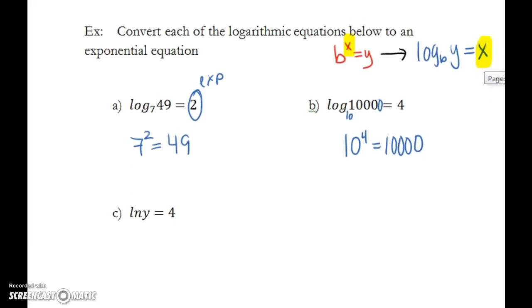All right, our third example, we have what we call a natural log. A natural log is just a log with a base of e. So you can think of ln as the same thing as log base e. And so our base is e, we can rewrite this as e. 4 is our power because that's what's isolated here. E to the 4th equals y.